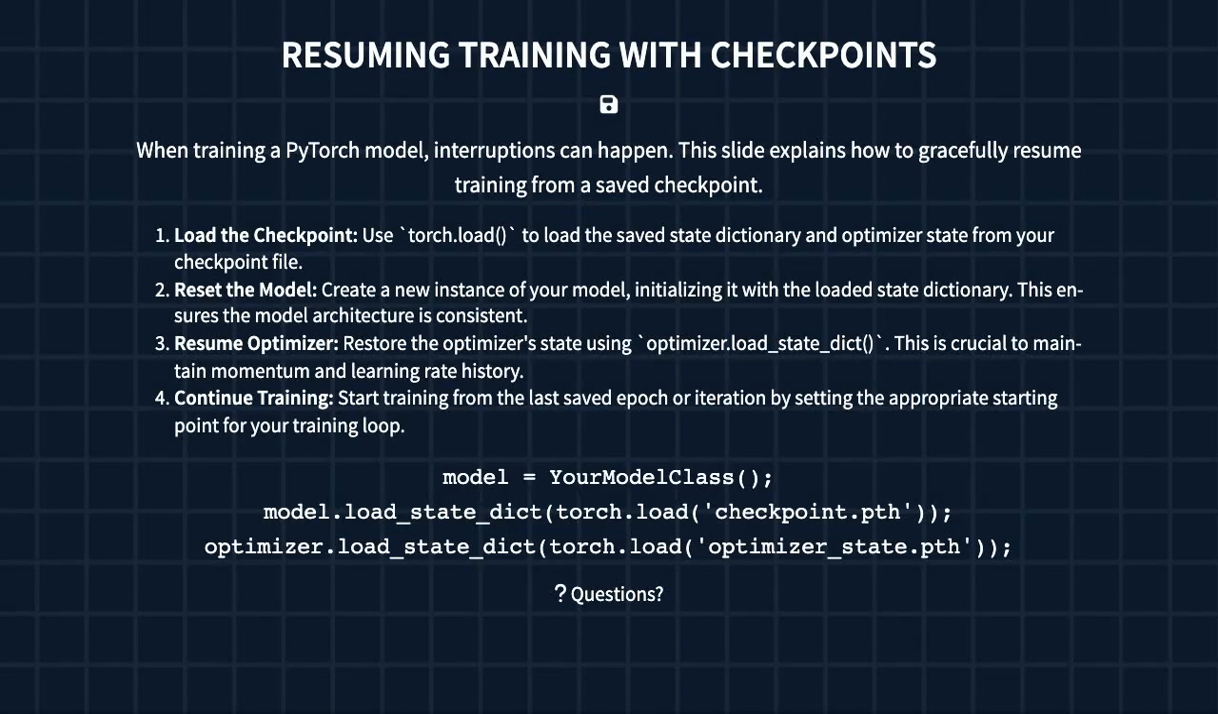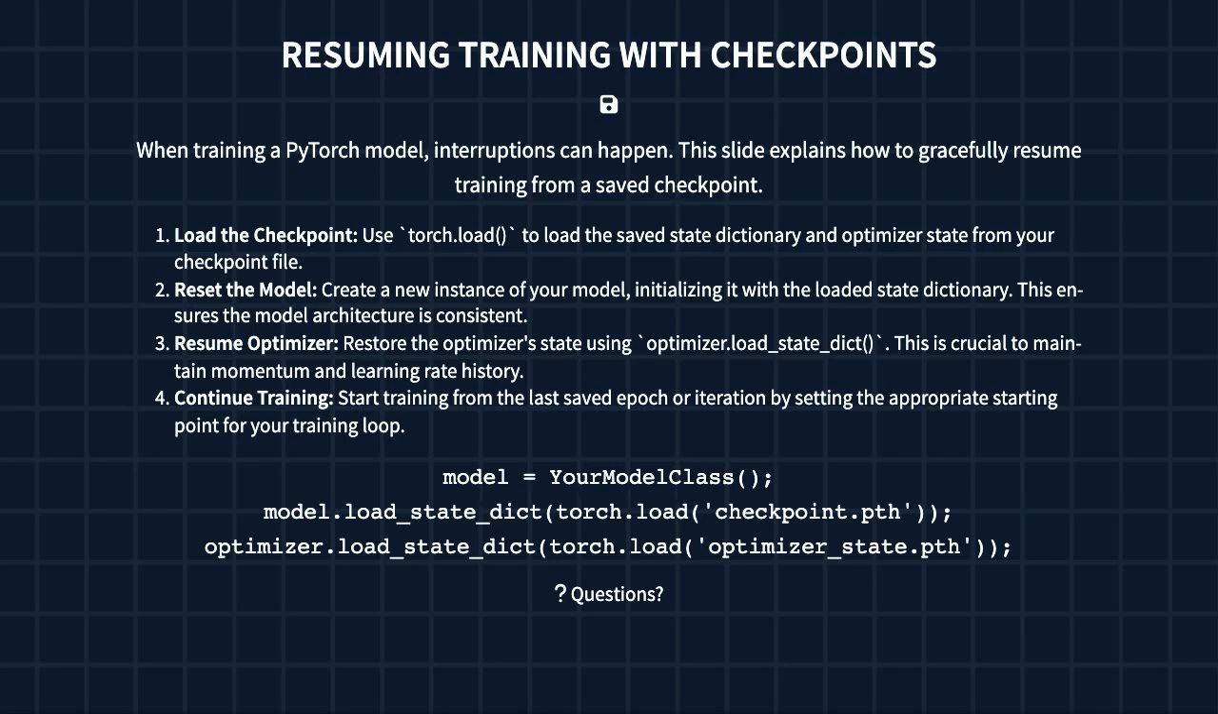Okay, so let's say you're deep into training your PyTorch model and suddenly the electricity goes out or you need to stop for a while. You don't want to start from scratch, right? That's where checkpoints come in handy. To resume training, first, you load the saved state dictionary, all the learned parameters of your model, using torch.load. Then, you create a new instance of your model class and initialize it with that loaded state dictionary. It's super important to reset the model architecture, otherwise you'll be starting with a fresh and potentially different model.